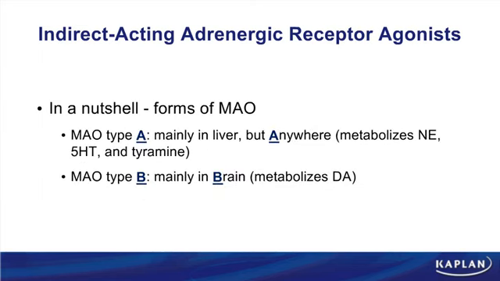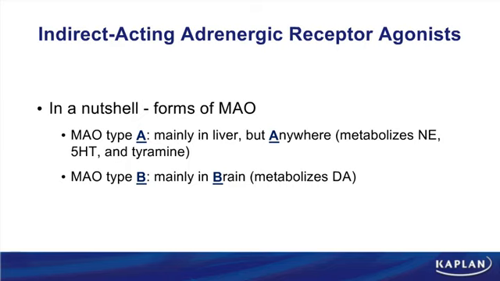In the margin is a note called In a Nutshell that reviews the different forms of monoamine oxidase. There's a type A and a type B. An easy way to remember is A can stand for anywhere, because type A is found really all over the body. It's mainly in the liver, but it's found in lots of other places as well. It's type A that metabolizes norepinephrine, serotonin, and tyramine. Type B is more limited in its locations. Remember, B for brain. You primarily find type B in the brain, where it metabolizes dopamine.